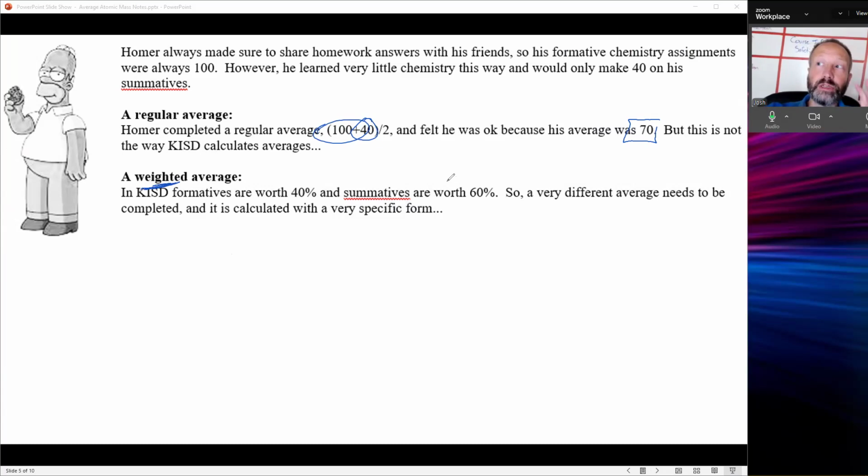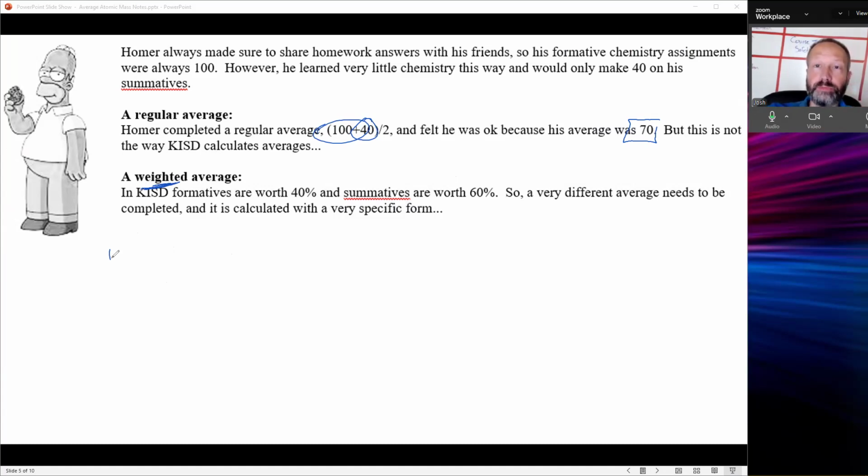So very similar to isotopes. They're the same thing. They're all schoolwork, but some are heavier than others. Some are weighted more than others. That gets us the vocabulary we're working with. It's always going to be calculated this way.